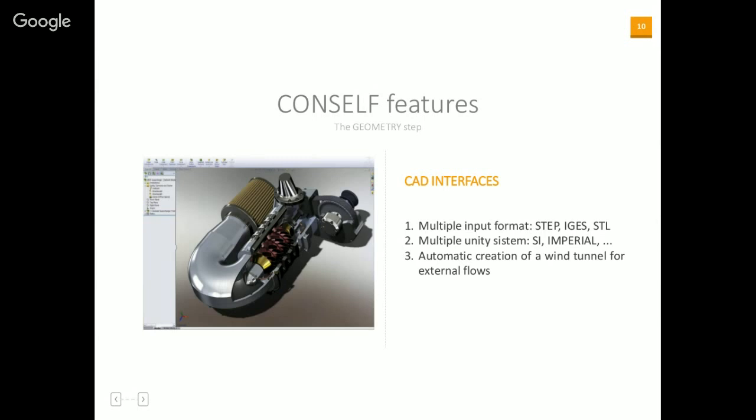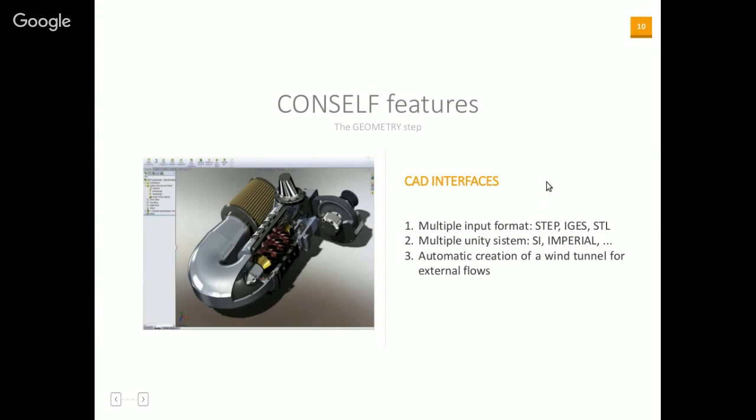The first one is the geometry. You can upload files of different formats, as you can see, from STEP, IGES, and STL, and different unit systems like International and Imperial. There is the possibility to automatically create a wind tunnel for external flows.